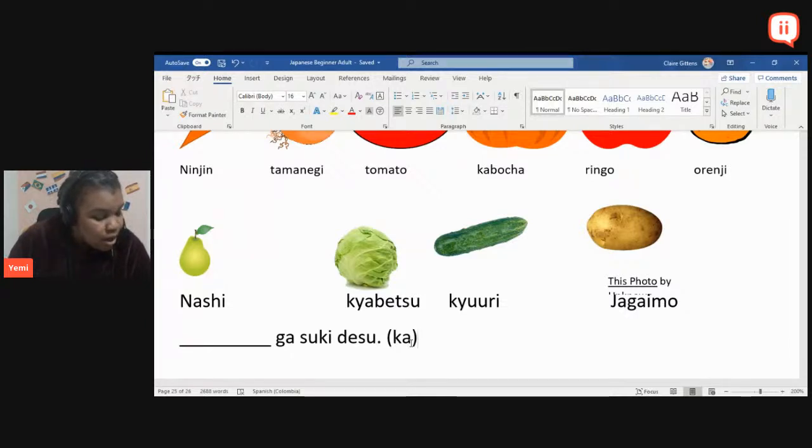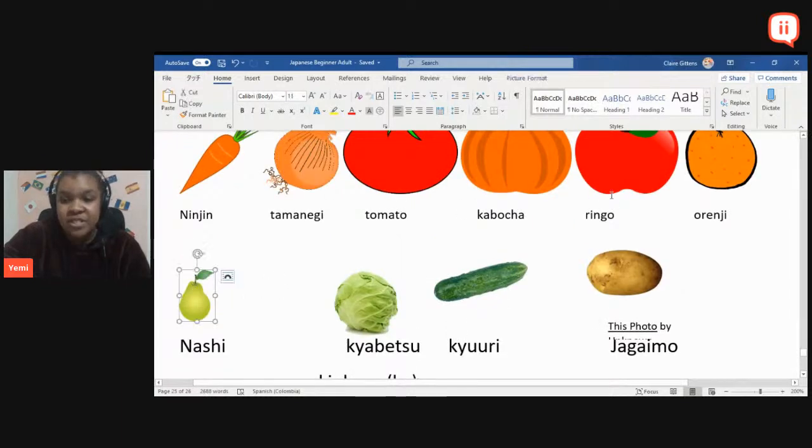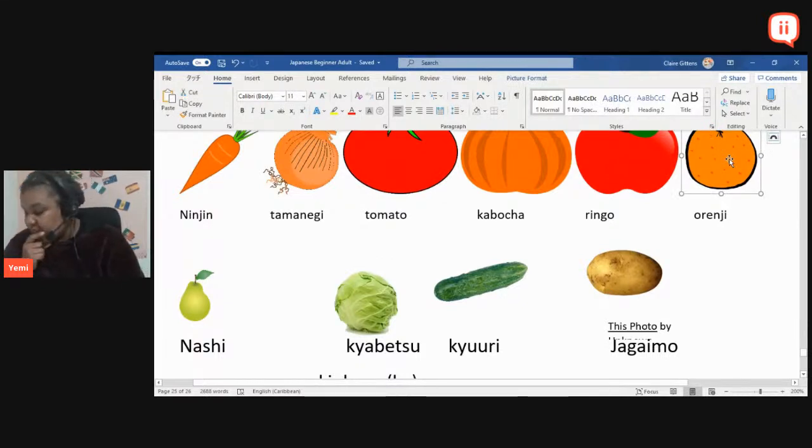Sylvia likes pears too. Nashi to ringo ga suki desu. Sylvia says she likes apples and pears. And Barry says orange. Orange ga suki desu. So Barry likes oranges. Grazia says kabocha ga suki desu. Oh, that's a rare choice. She likes pumpkins, Grazia.